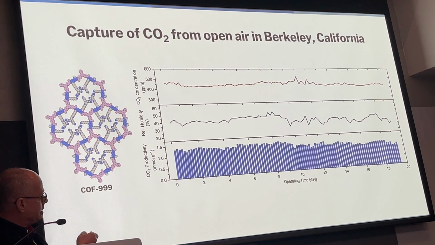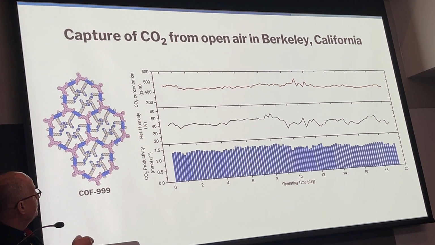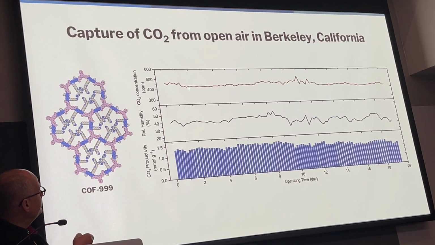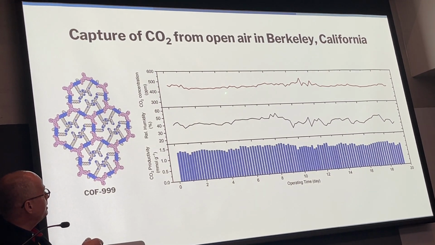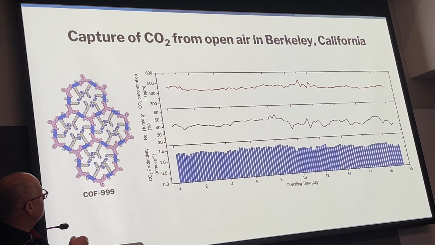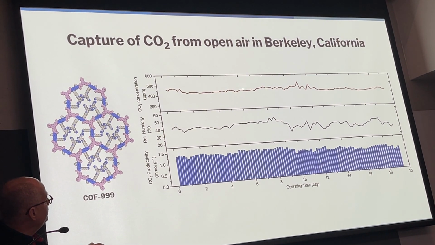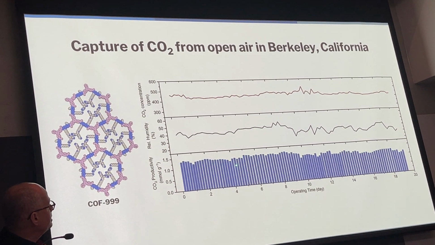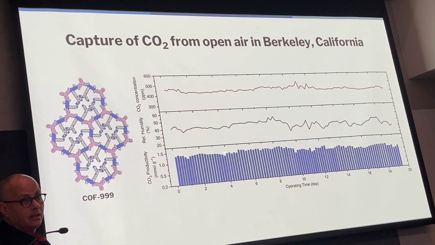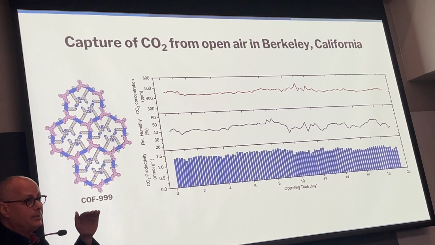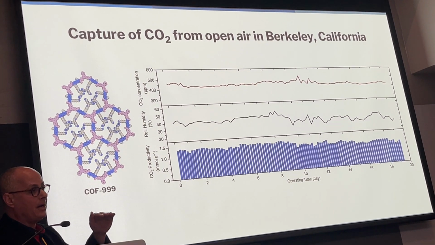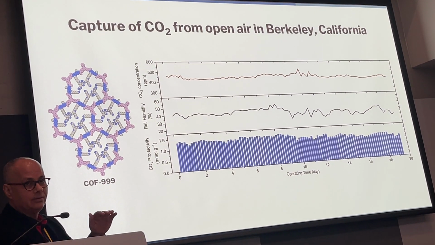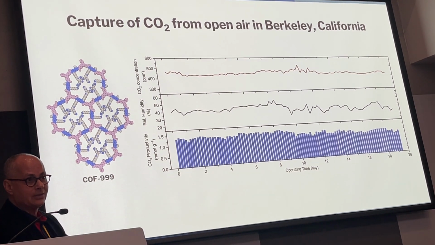And this is the experiment that convinced me that there will be life on our planet, that we can capture the CO2 that's causing climate havoc. Here's the CO2 concentration, Berkeley air. It's around 450 ppm. This is the humidity level, and this is the material taking up CO2 from the air. When you pass Berkeley air into the powder of this COF, it traps all the CO2 that's in the air. You get no CO2 on the other side of the material.